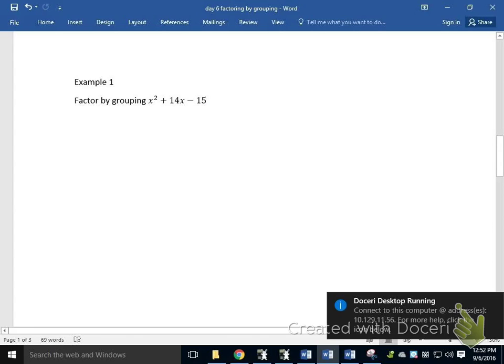So 1 times negative 15 is negative 15. And now I'm going to write down things that multiply to negative 15. What I'm looking for is what will add to 14. So negative 1 times 15, and that's actually the pair that I'm looking for here. That adds to positive 14. Now what that tells me to do is to split up the 14x as minus 1x plus 15x, and that's from over here.